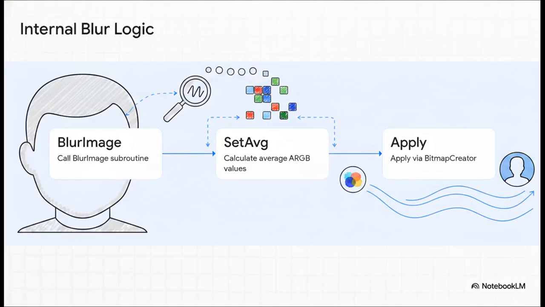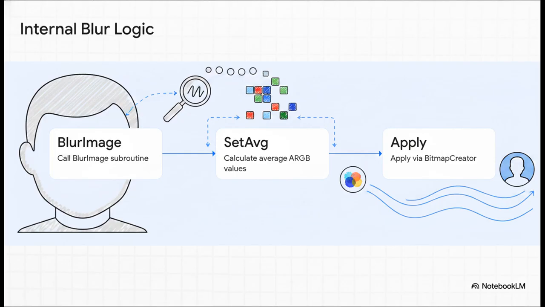For the hardcore coders out there, diving into the source code shows exactly how elegant this internal logic is. When you set a blur radius, the code first makes a call to a blur image sub. Then it uses a setAv function to mathematically calculate the average alpha, red, green, and blue, the ARGB, color values of all the neighboring pixels. Finally, it applies that smoothed-out average back to the image using the bitmap creator class.